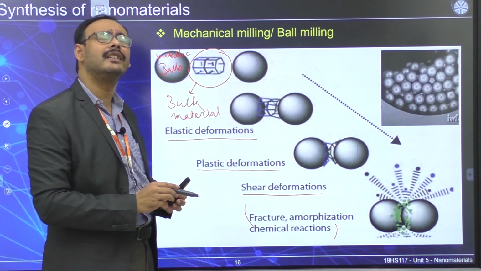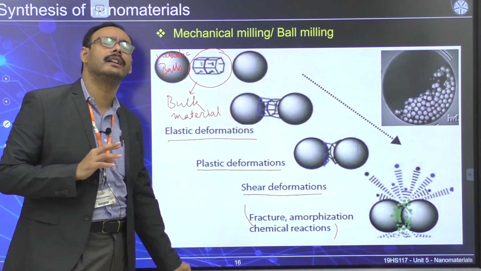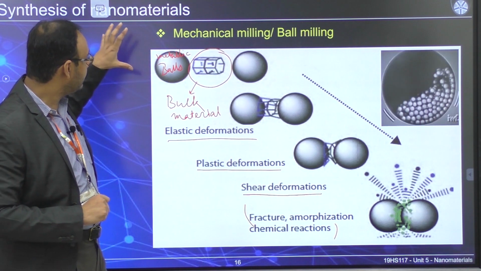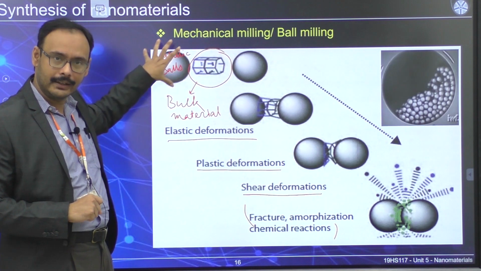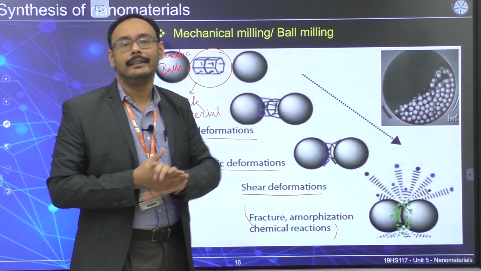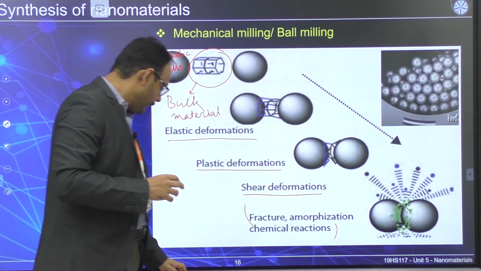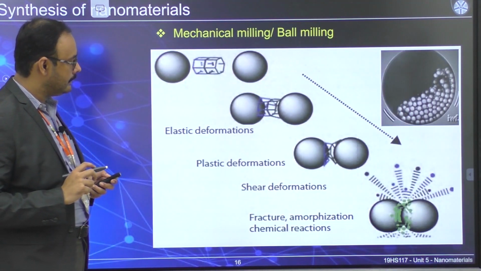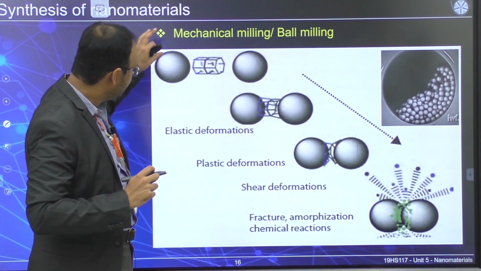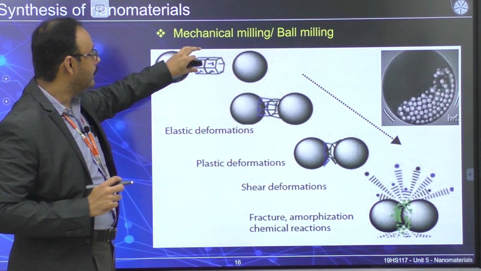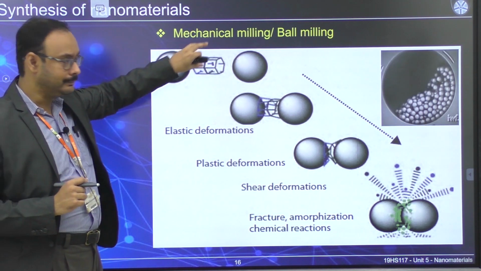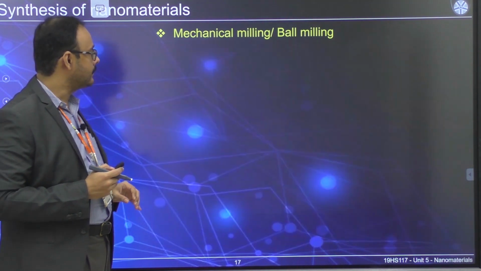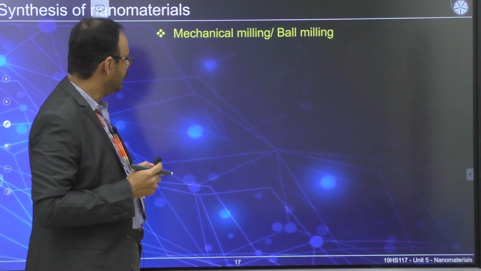Now chemical reactions are not that common in this particular case. Okay, essentially what you are doing, you are going from bulk material, not metallic balls, to the final nanomaterials. That's the basic goal behind this particular process. So this is the goal. The whole idea is, using these balls, you are going to break this bulk material into smaller fragments, which are at the nanoscale.